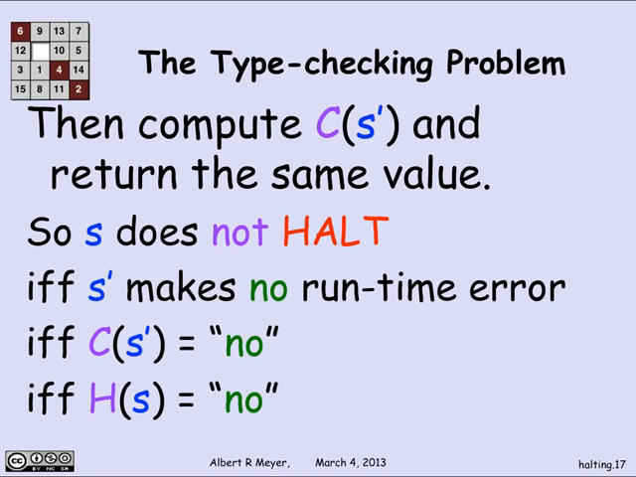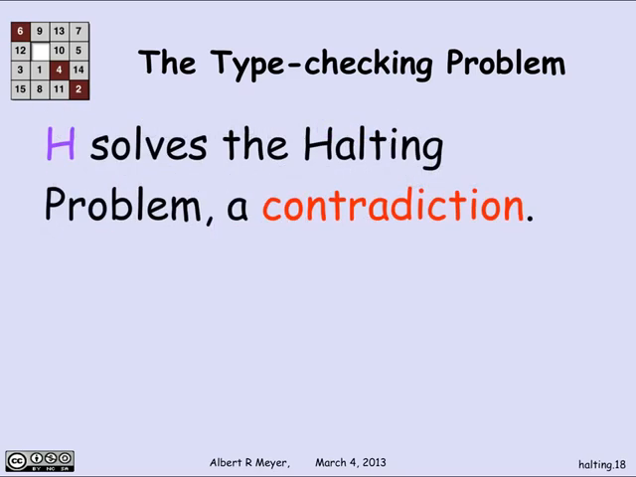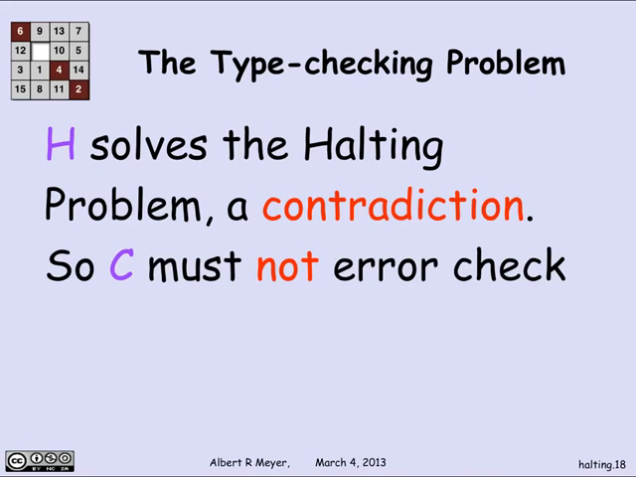In other words, I've just walked through the argument that this procedure H that I've described actually is a decider for halts. And that's a contradiction. The H that I gave you would solve the halting problem if there was a perfect type checker, and there can't be a halting problem decider, so there can't be a perfect type checker. C must make a mistake. It can't accurately predict runtime errors.